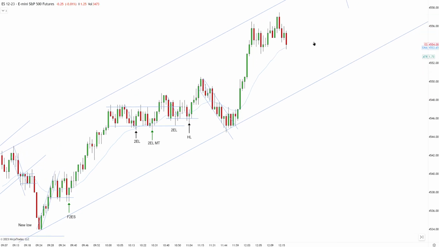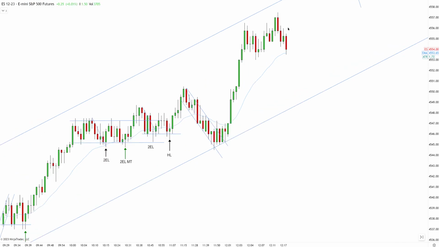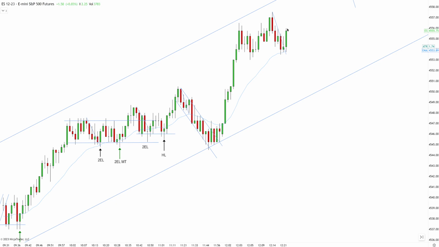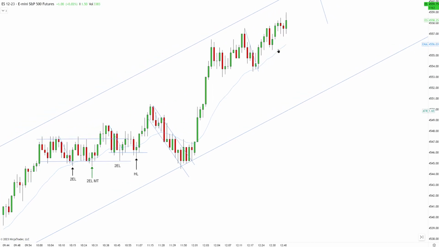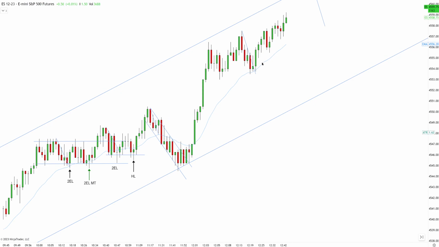I'm going to wait my turn, wait for the pullback to the EMA. Two-legged pullback second entry long is the setup I would like to see. Okay, we have a first entry long. Can we get a pullback second entry long? And we cannot. It's a shame, but I don't really think we can justify taking this long.